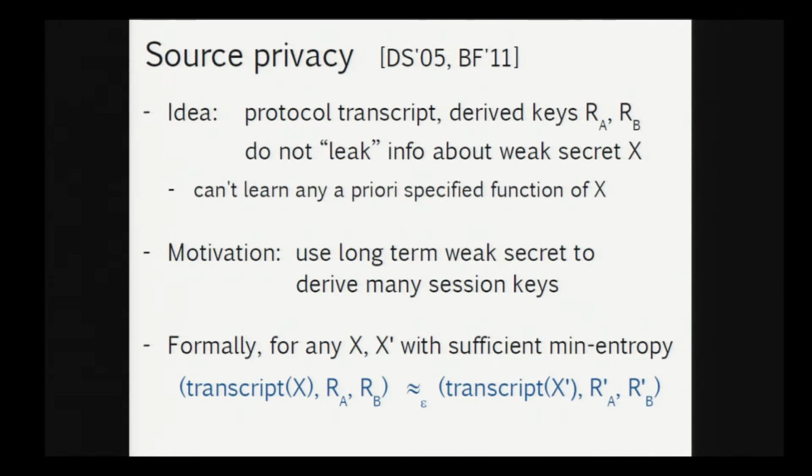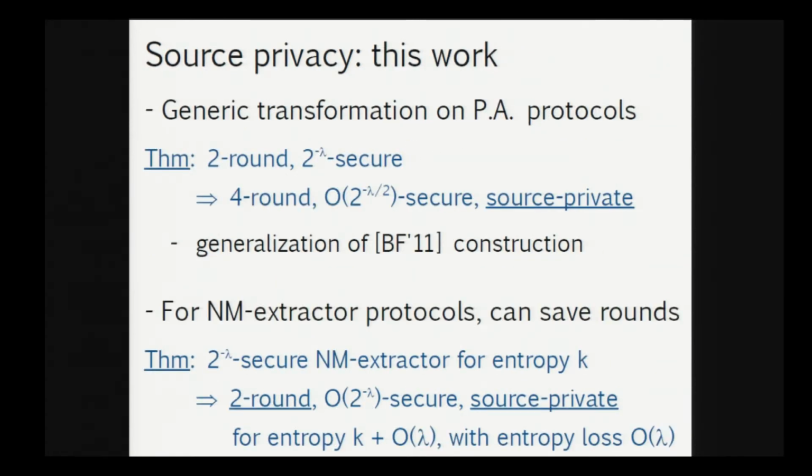Okay, and one motivation for this is to allow the users, Alice and Bob, to use the same weak secret X over time and derive many session keys over time. So in this work, we have two main results on source privacy. The first is a generic transformation that shows how to add source privacy to any existing privacy amplification protocol.